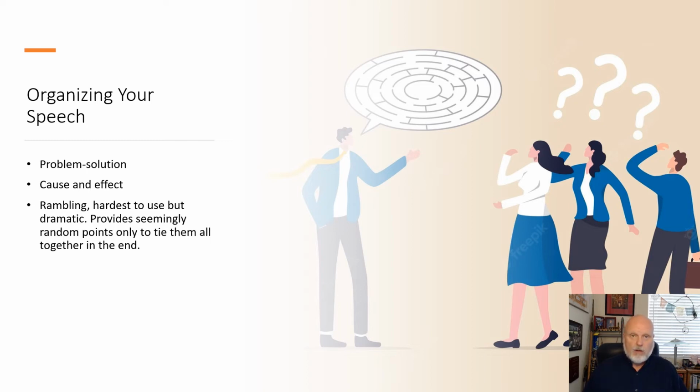Problem solution. You have a problem, you provide a solution. In this case, those problem solutions will tie back up to your thesis. So perhaps your thesis is we need safer highways. So in order to do safer highways, perhaps the first problem is high speed on the highways. So your solution is increased law enforcement.